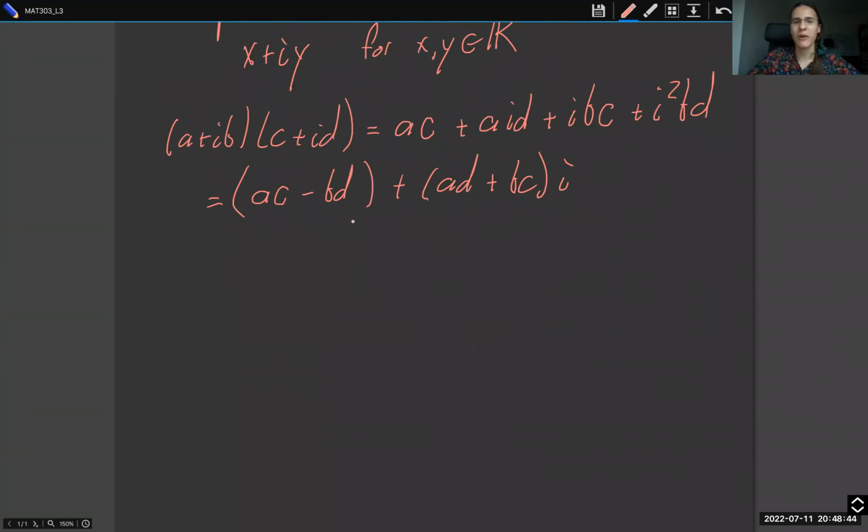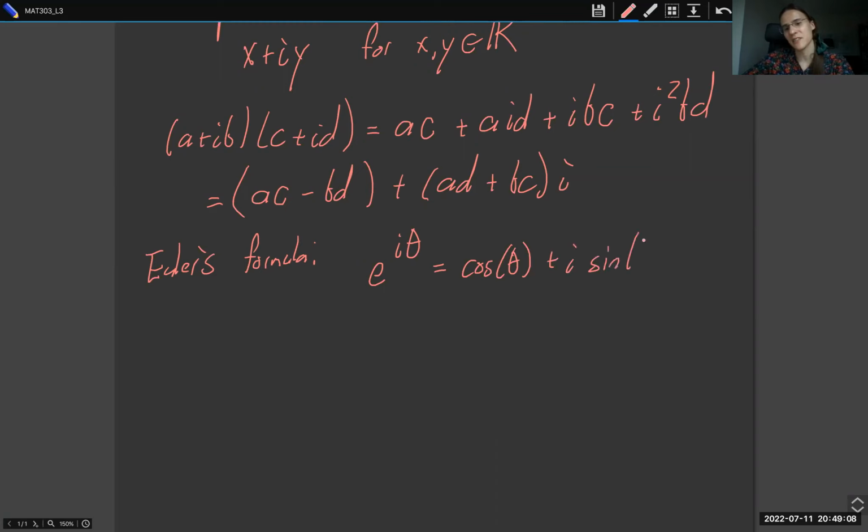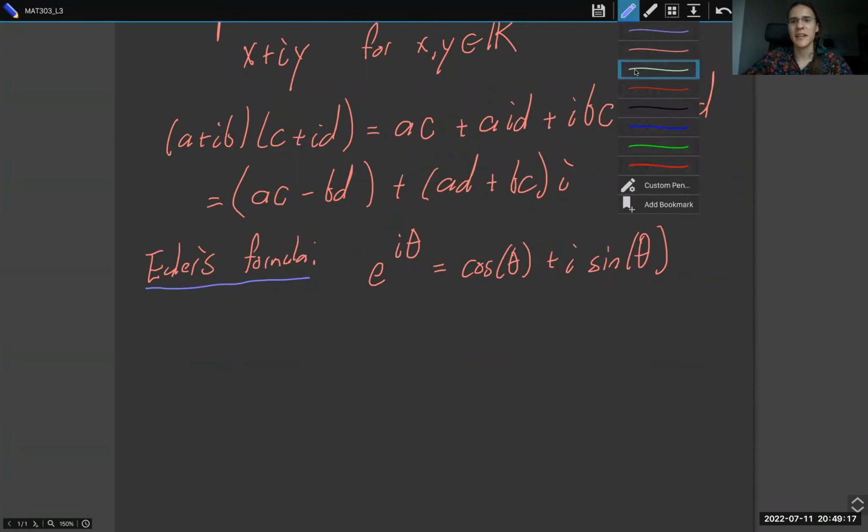And now, out of complete thin air, I'm going to assert that we have Euler's formula, which is the statement that e to the i theta, for theta a real number, is equal to cosine theta plus i sine theta. So this is when theta is a real number.